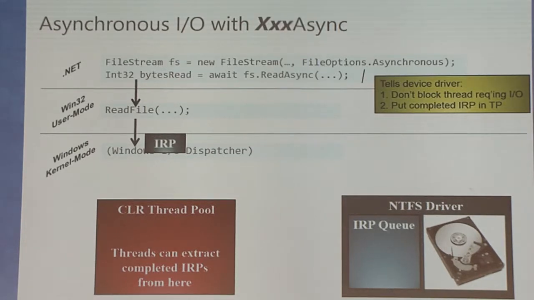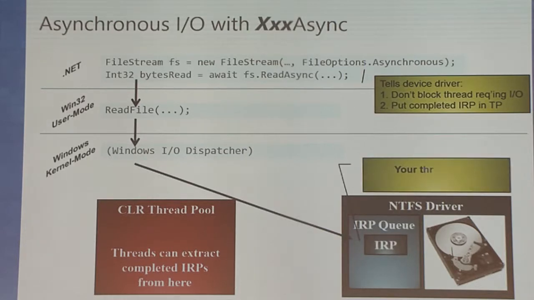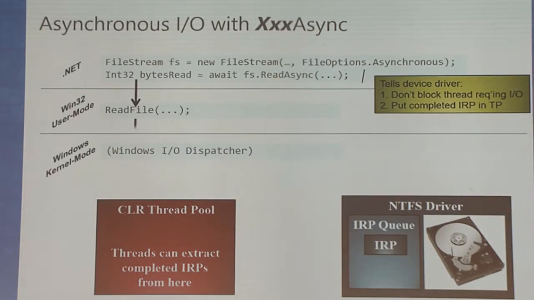The operating system will then take the I/O request packet and will shove it into the IRP queue for the desired hardware device, in this case the hard disk. But now a beautiful thing happens. Because we use that FileOptions.Asynchronous flag above, your thread will not block here now. And instead, your thread is allowed to return all the way back up the call stack here, where ReadAsync will return a task object.